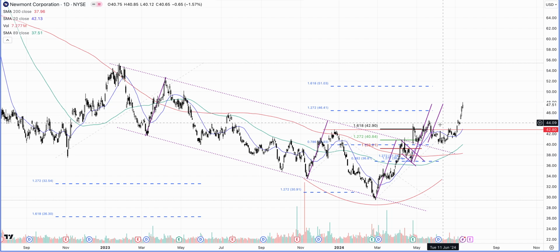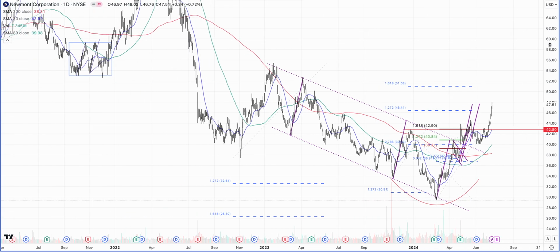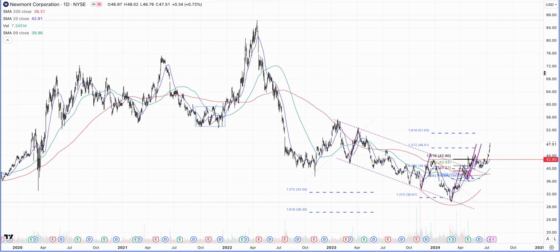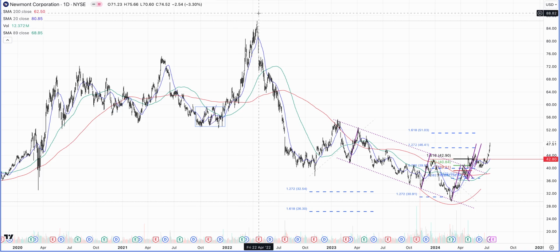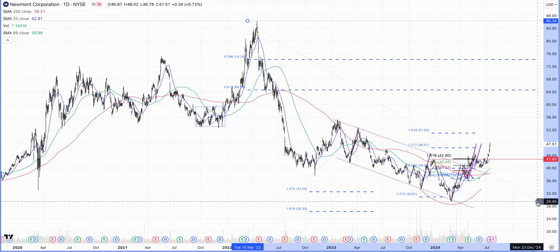When we were watching this one, we had drawn this channel, so it moved out of this channel, and we were thinking if there is going to be a retracement, it might pull back to right here towards the upper boundary of the channel. It never came pretty close, but it came close enough. We have the 1.618 expansion around 51, and if I just try to get a 38.2% retracement of its all-time highs, which was around 19th of April 2022 to the lows around here.